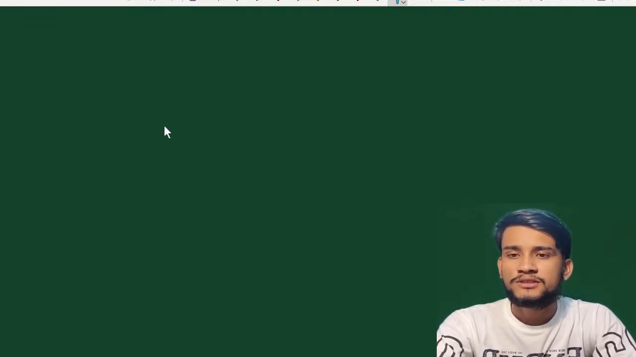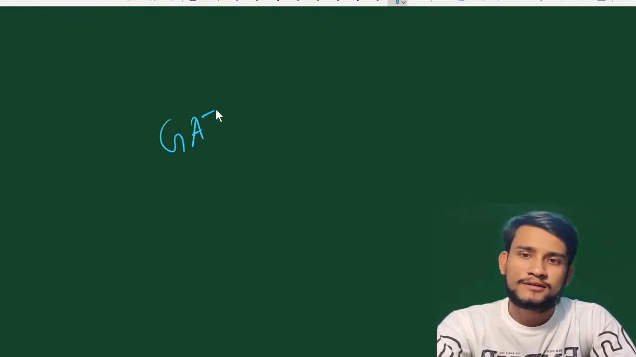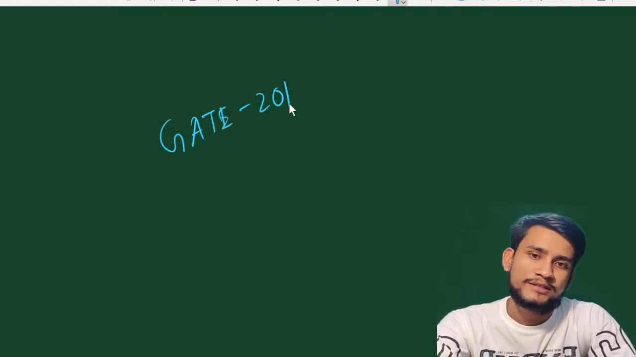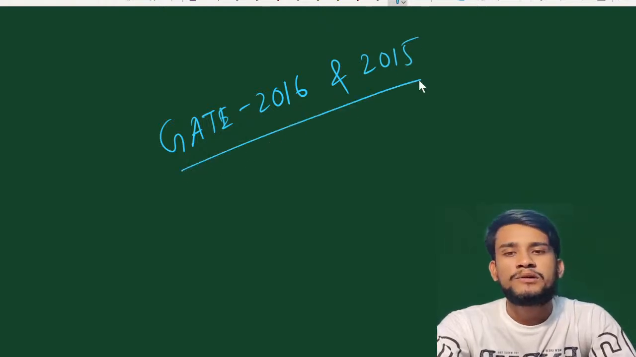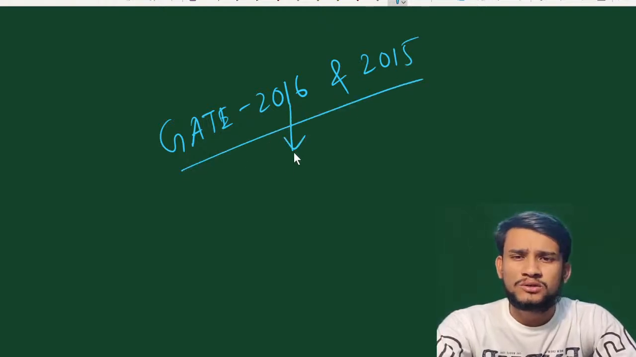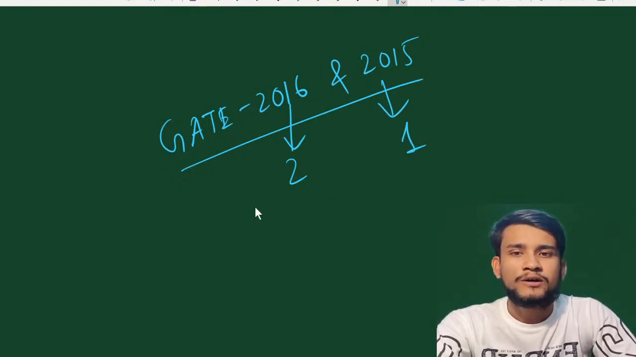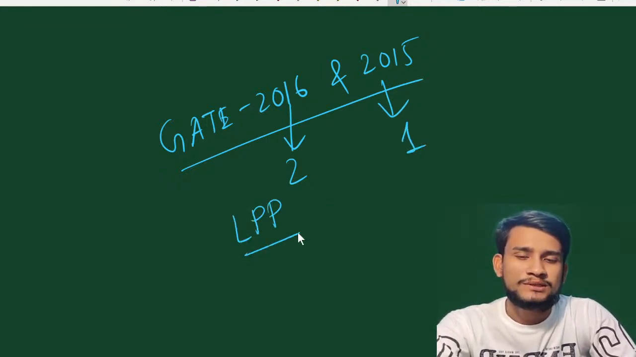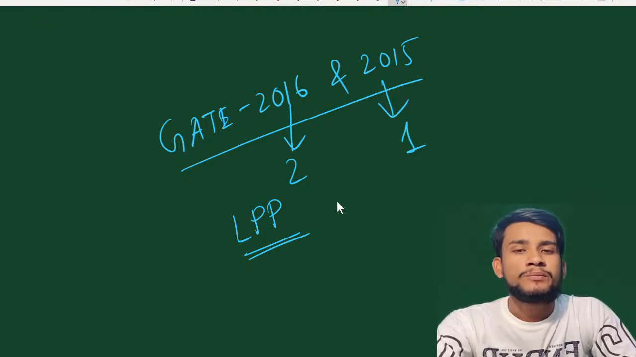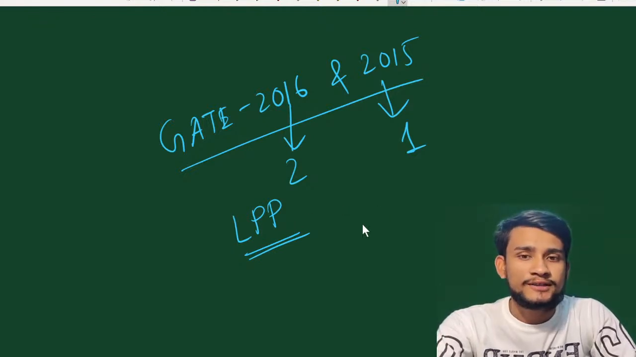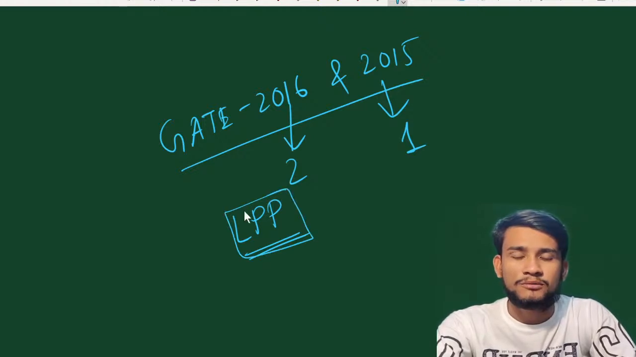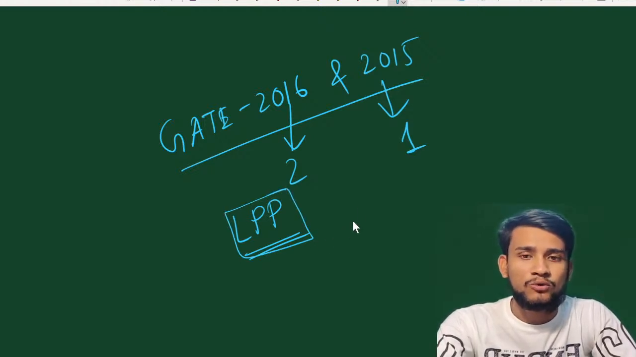This is the question discussion session of GATE 2016 and GATE 2015. Because there are only two questions in GATE 2016 and one question in 2015 from the GATE LPP section, since at that time statistics was also included in the syllabus. That's why the weightage of LPP is very low for these years of GATE questions.